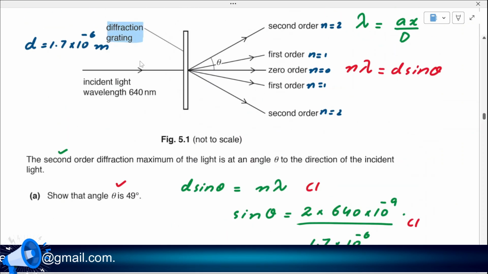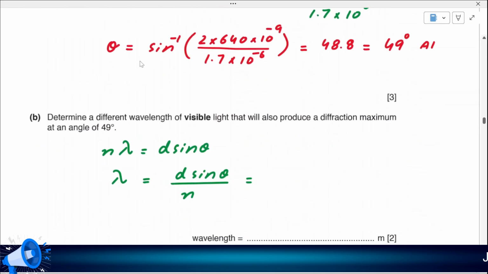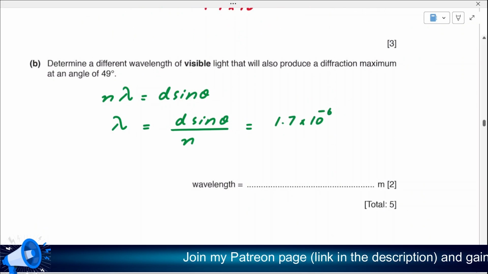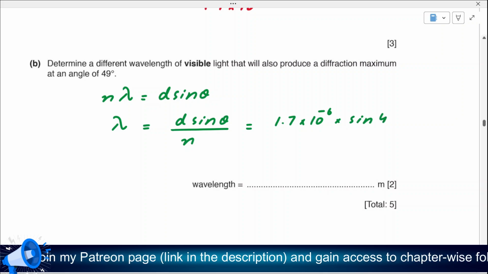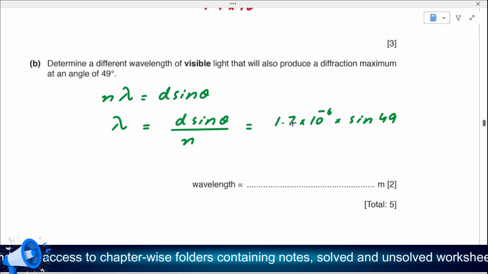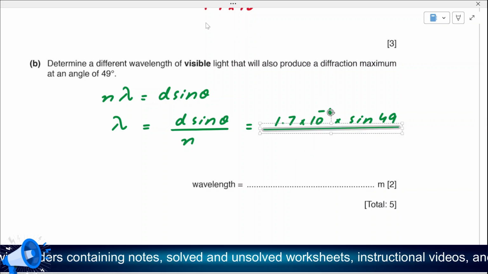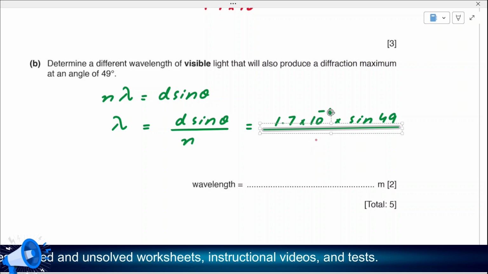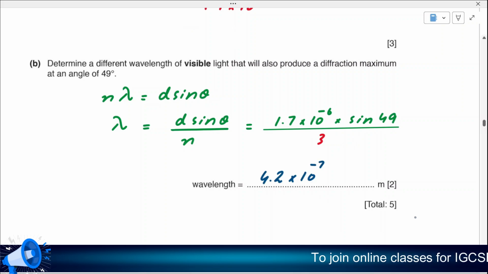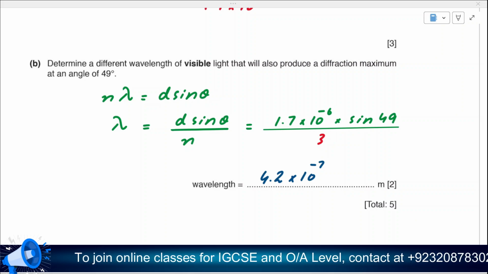So d would be, how much was that? 1.7 into 10 to the power minus 6. Now for the new wavelength and for the same angle, we'll change the value of n from 2 to 3. Let's see what we get. 4.2 into 10 to the power minus 7. I hope you have rounded to 2 SF, and we get 4.2 into 10 to the power minus 7.